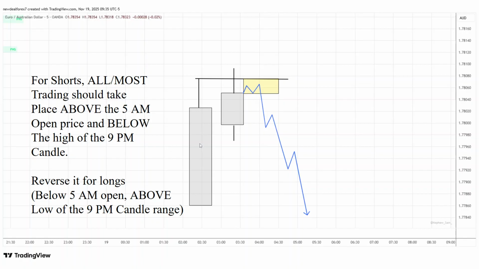So if you come to the chart, you see 9 p.m. here, 1 a.m. here, and then when price opens at 5, if it does a little retrace, it opens at 5 and goes up, but it's still below the range, you're clear to trade.